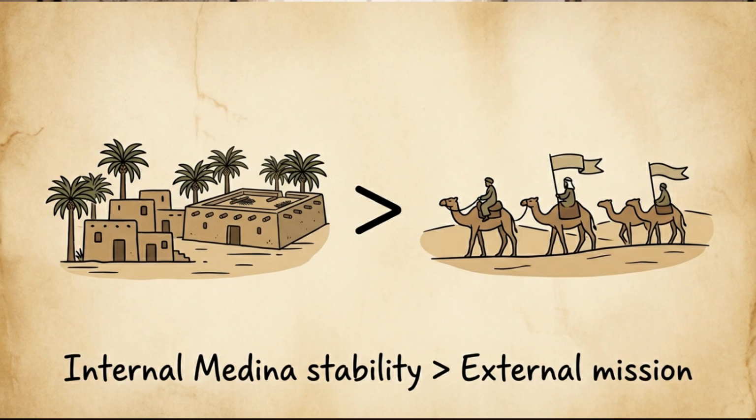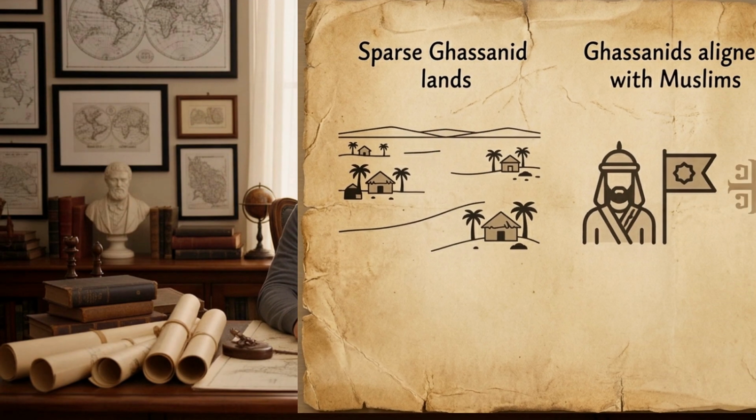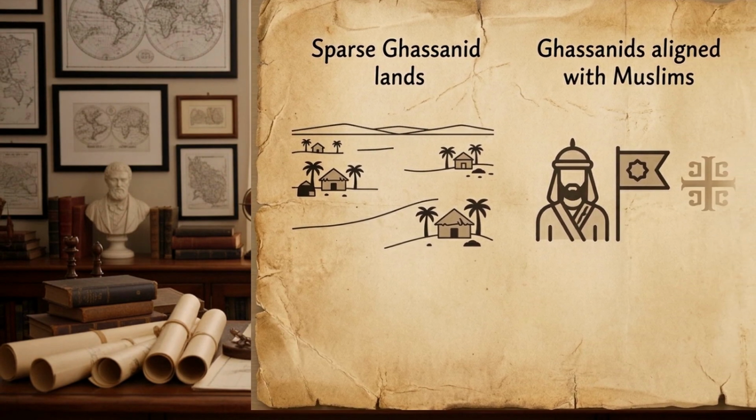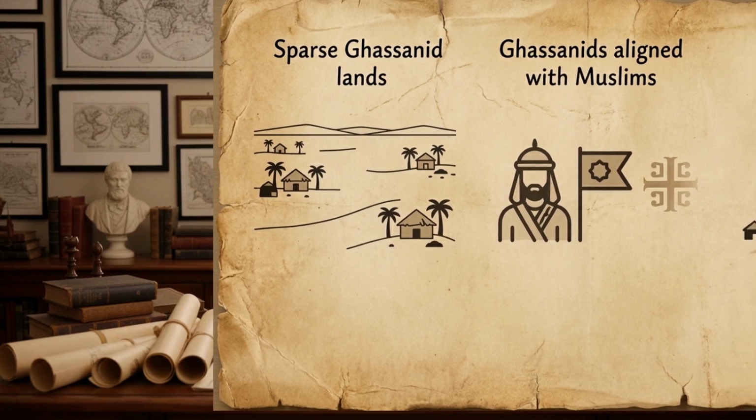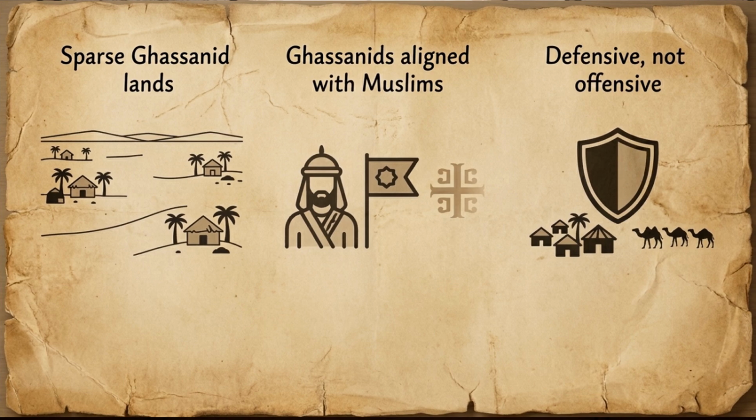the wiser decision. Why 3,000? Because the Ghassanid lands were sparse, and that number was needed to cover the terrain. But also not more than that, because if there was any confrontation with the Byzantines, the Ghassanids would be on the Muslim side. In that sense, it was a defensive mission. He appointed his best general, Zayd, for this mission.